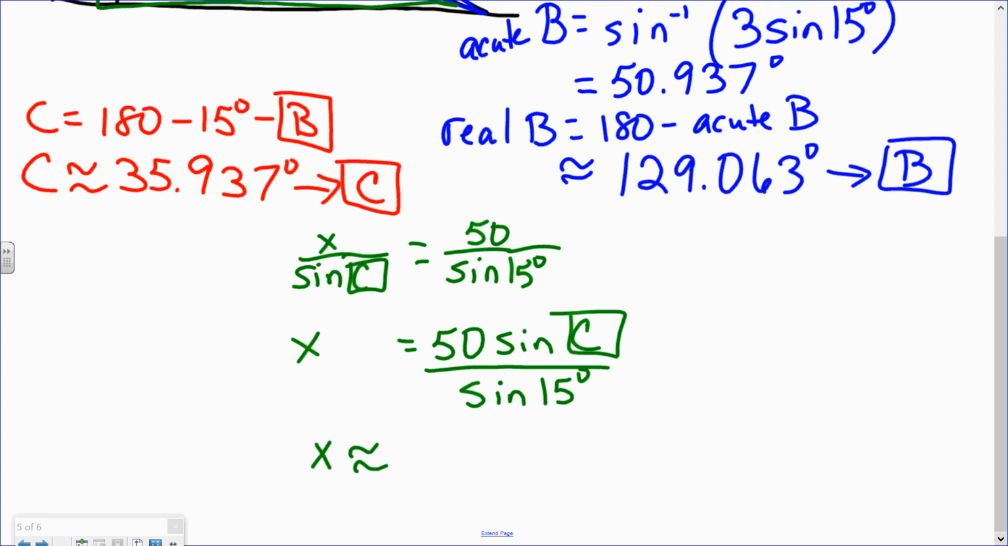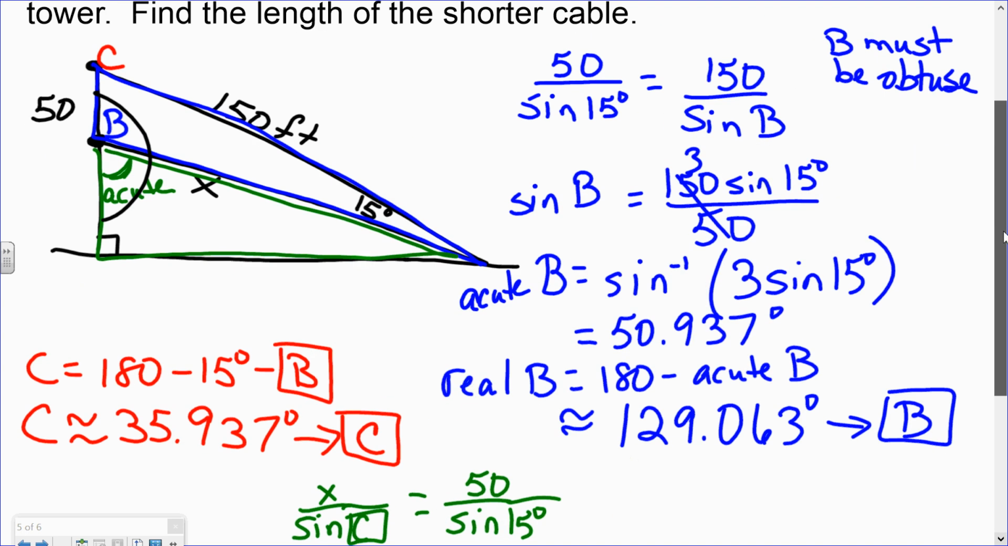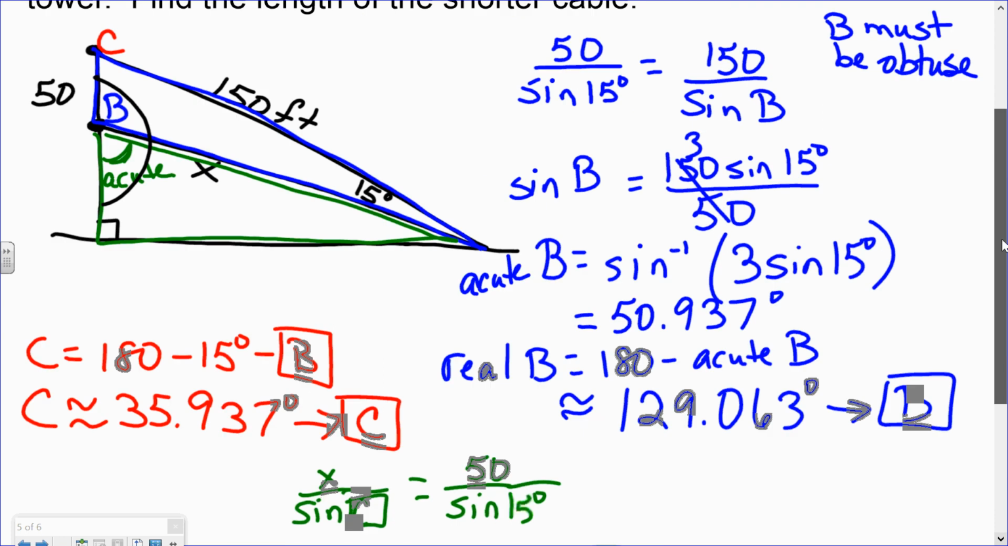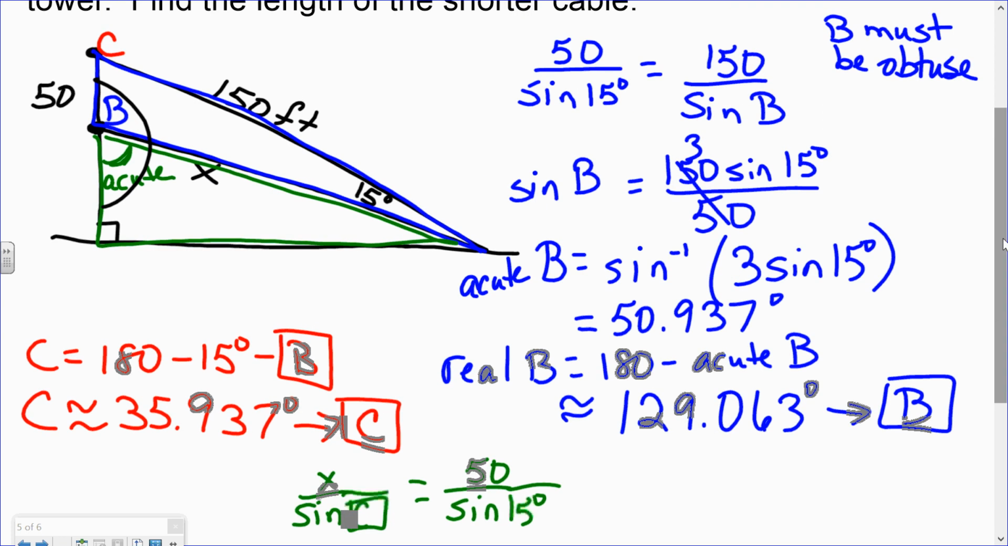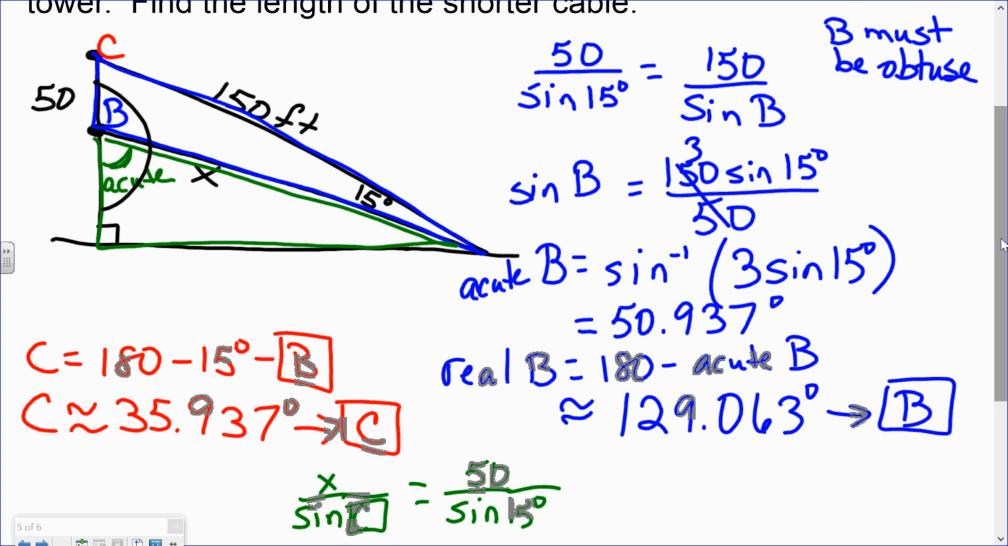And once we have this, we will be finished with this problem. Got it? 380, is that what others are getting? Any questions on that? Does that make sense that that would be 113 point something in our picture? Yeah, it's shorter than the 150, so that seems to make sense.